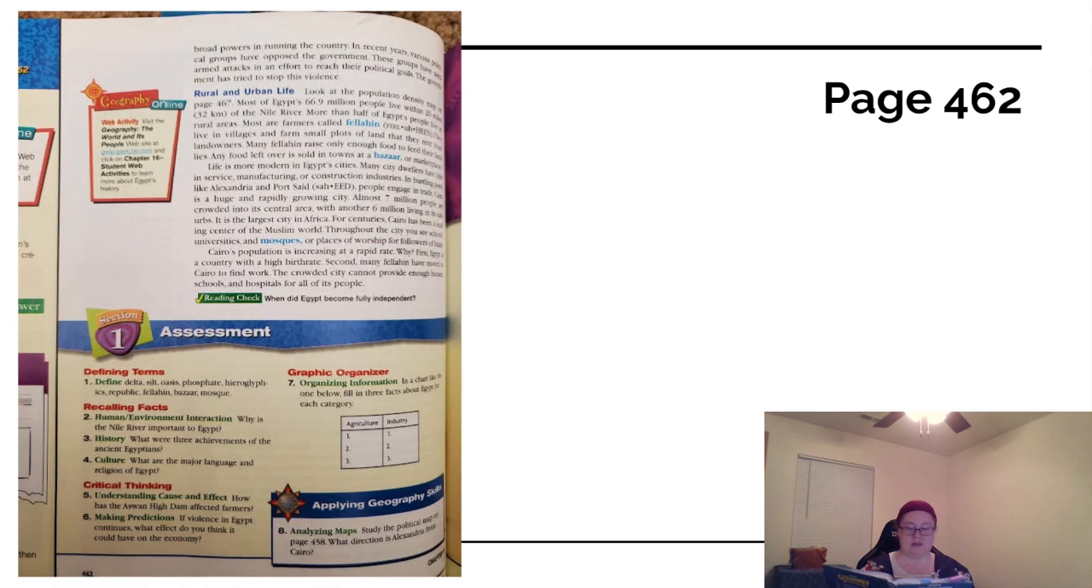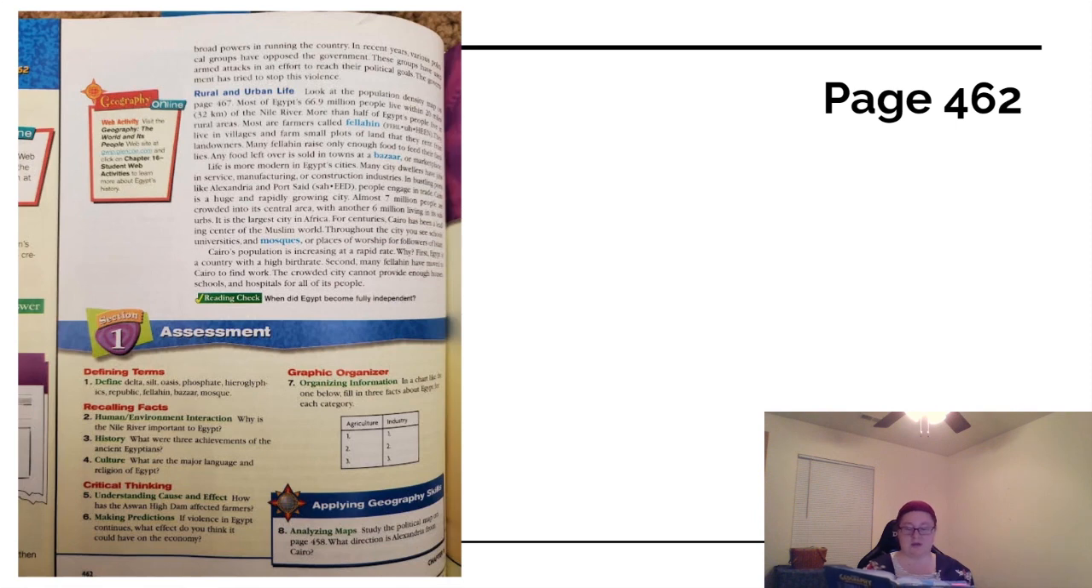Rural and urban life. Look at the population density map on page 467. Most of Egypt's people live within 20 miles of the Nile River. More than half of Egypt's people live in rural areas. Most are farmers called fellahin. They live in villages and farm small plots of land that they rent from landowners. Many raise only enough food to feed their families. Any food left over is sold in towns at a bazaar or marketplace.